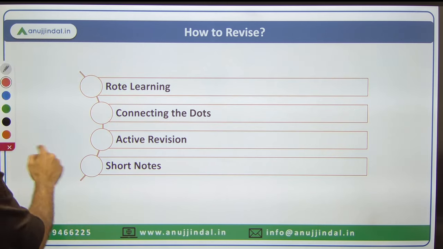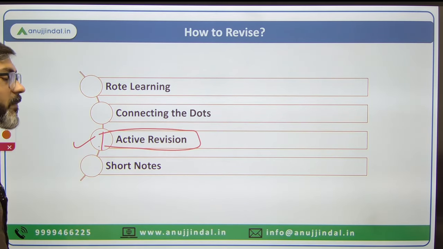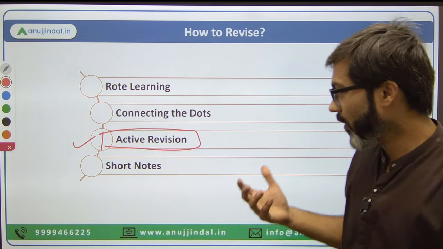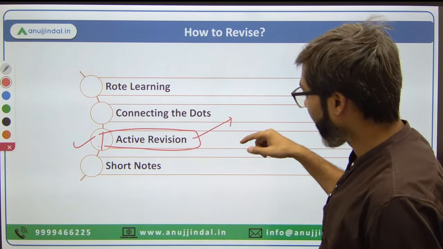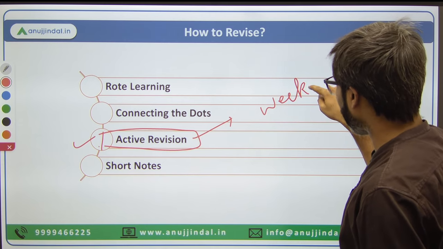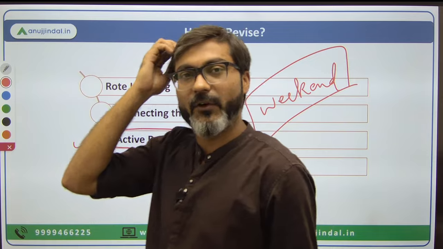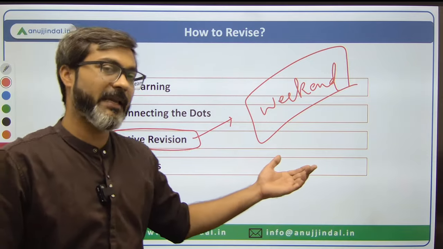The third is active revision that you have to do, because इतना सारा data है, इतनी सारी चीजें हैं, तो आपको वो करना ही पड़ेगा. You need to give every weekend for revision. आपको weekend पे revision करना ही पड़ेगा.